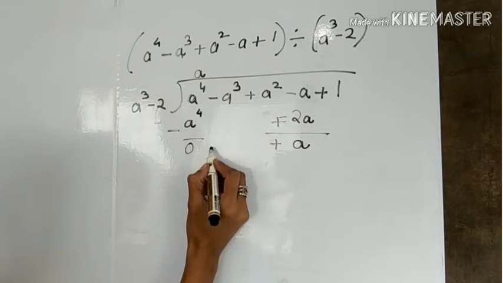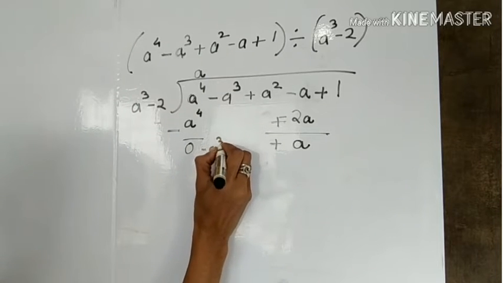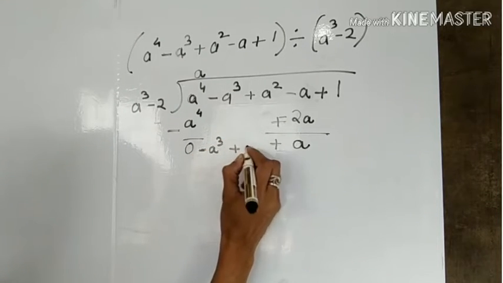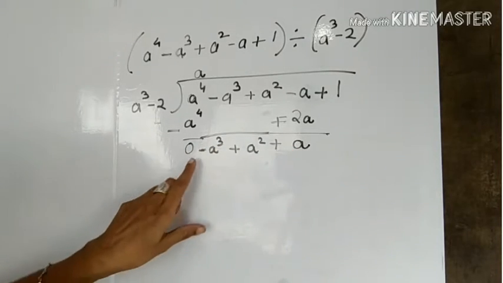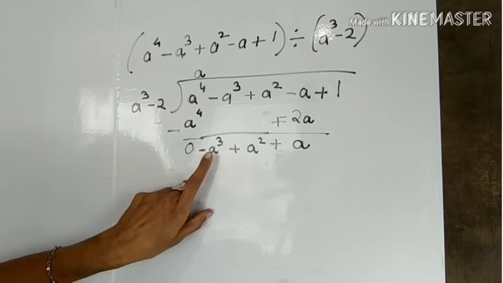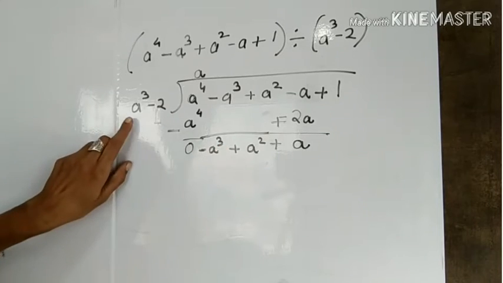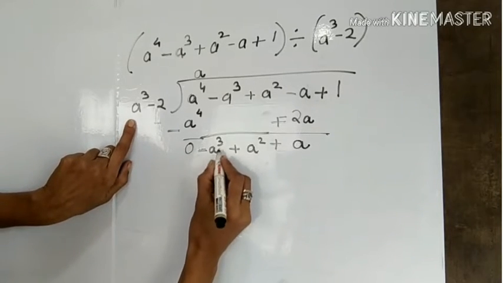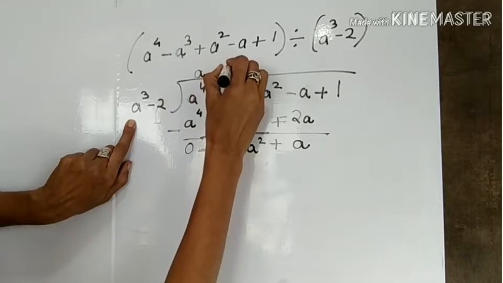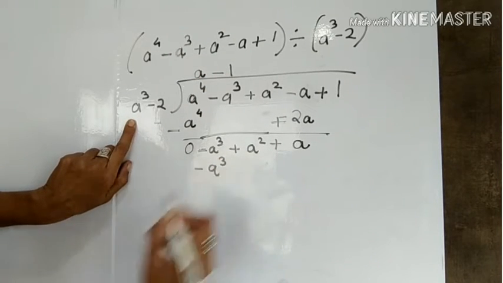Get the term with the next index, that is a cube, below. And you have plus a square. Now to start again, the term with the highest degree is minus a cube. And you already have here a cube. What you need is minus a cube. So I'm going to multiply with minus 1, so that I get minus a cube.